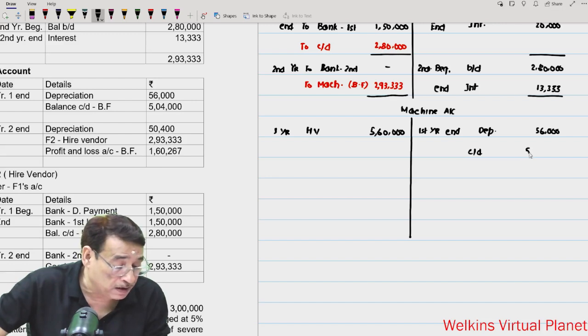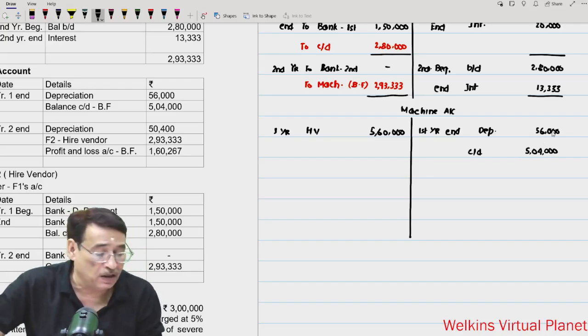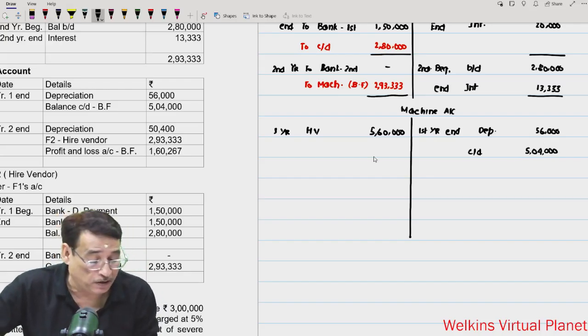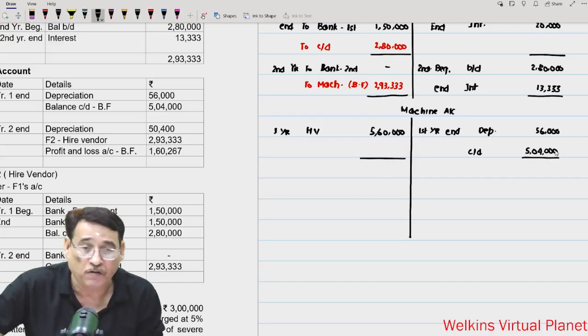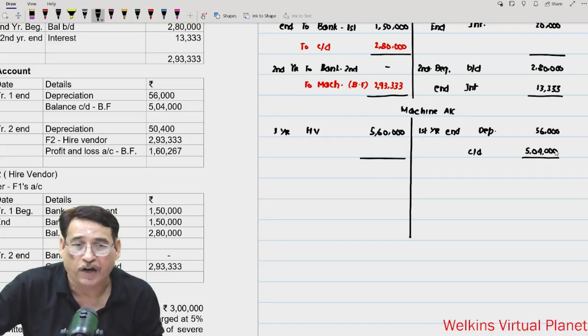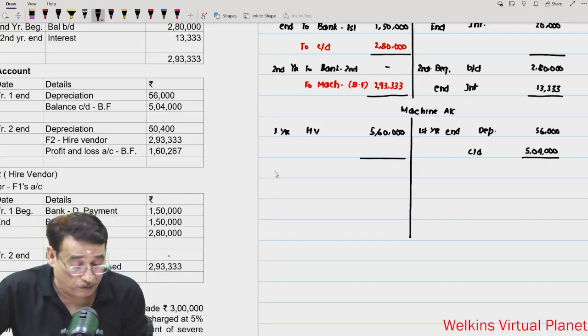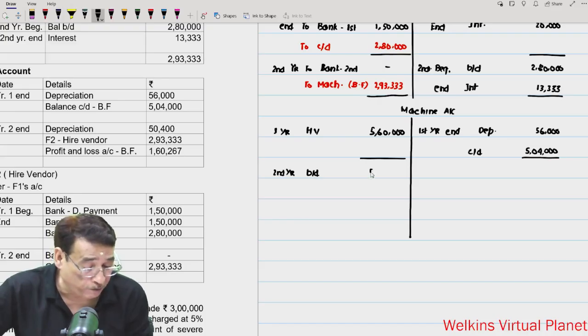That means this asset, in our view, means purchaser's view, because this is the rate of depreciation of the purchaser. So from the perspective of the purchaser, this particular asset is commanding a value of 5,04,000 at the end of the first year. Now we move to the second year. Second year beginning, balance brought down, 5,04,000.